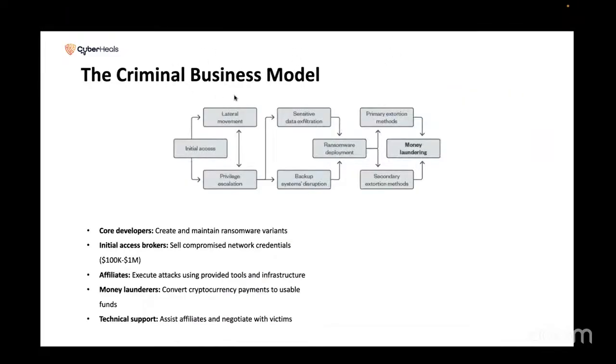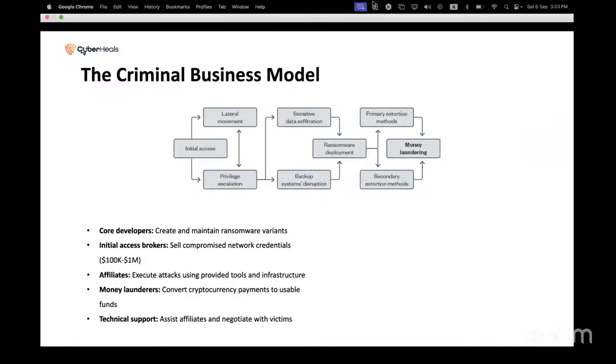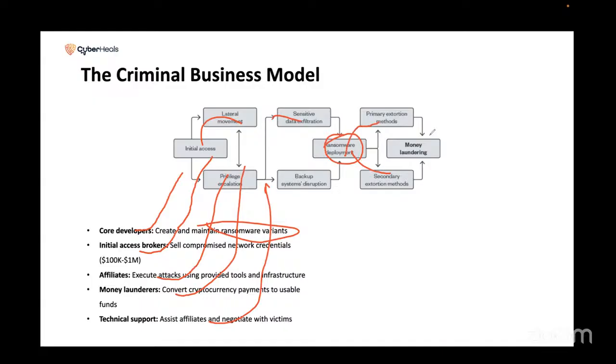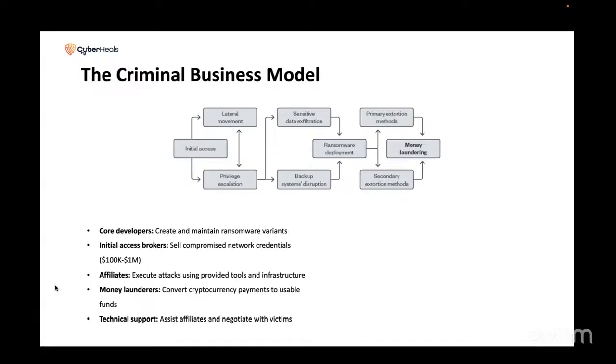So this is the criminal business model they have. Please pay attention. How does it work? There are code developers. They create a small packet. Then they give it to the brokers. Then the affiliates buy and sell it. Then it goes to money launderers for cryptocurrencies, and they have technical support. Lateral movement, sensitive data is taken, deployed, primary, secondary, and money laundering. So this is the business model they have. It's a completely commercial business model.